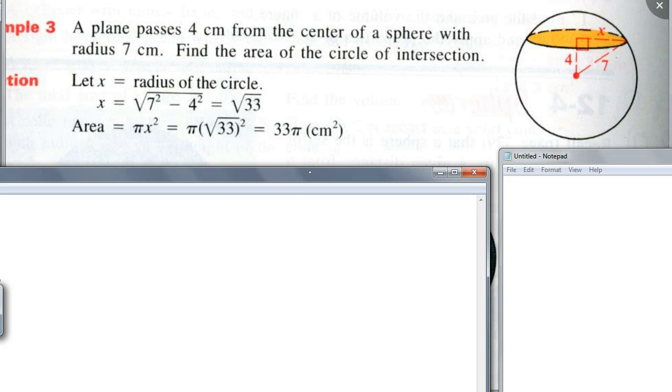Does that make sense? So when they say a plane passes through, it does not mean airplane. Okay, any questions? Can you do something like this for your homework tonight? Yes. All right, good.